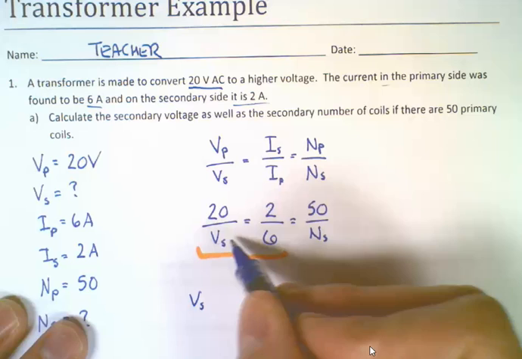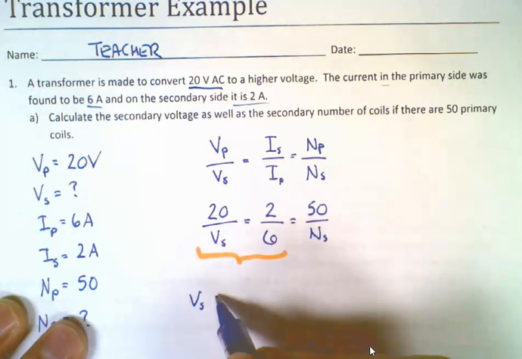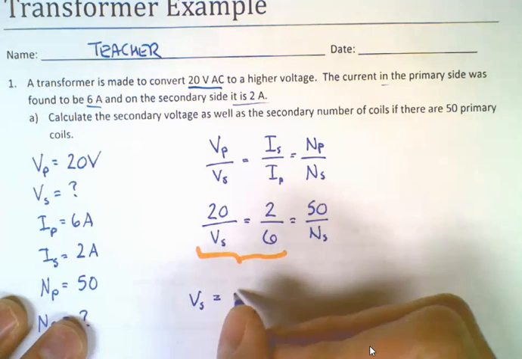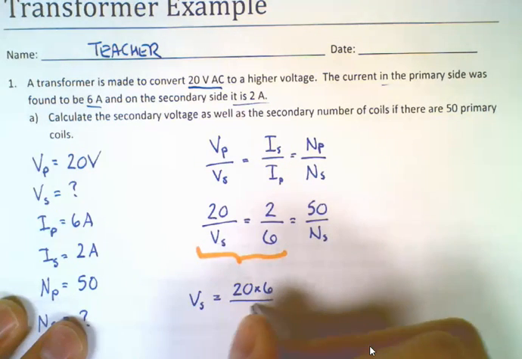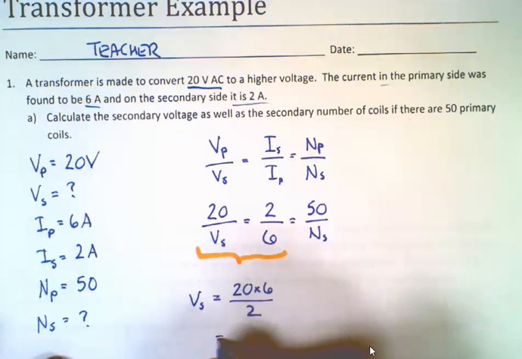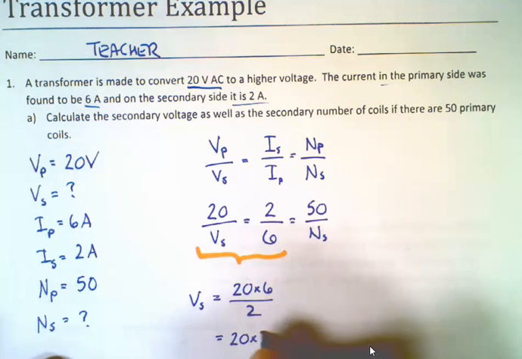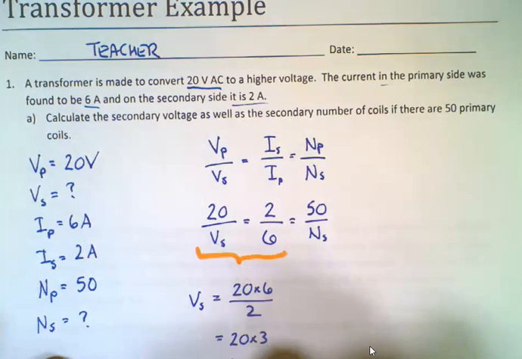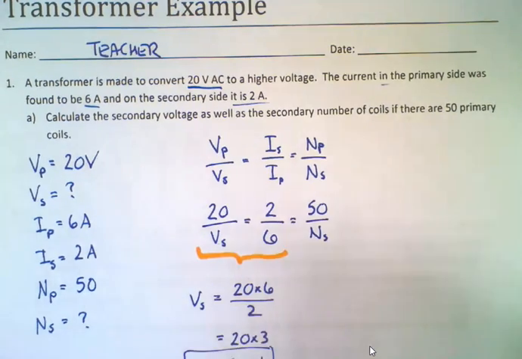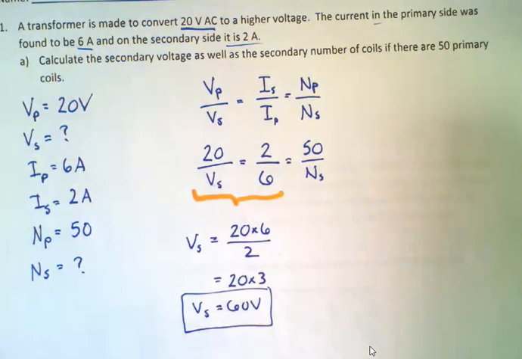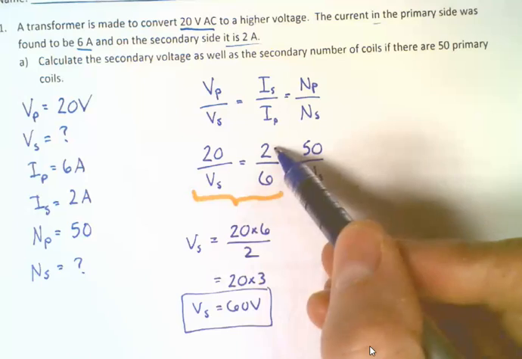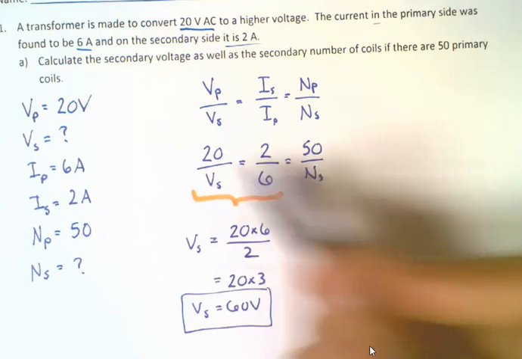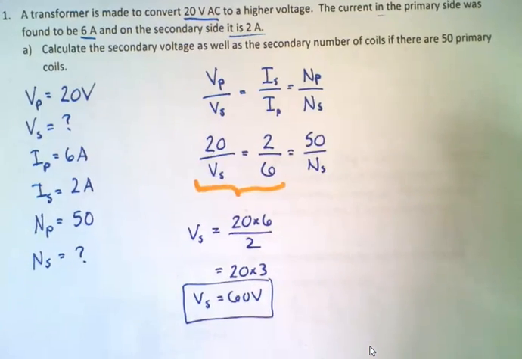Or we can cross multiply. If we isolate for VS, we are going to end up with 20 times 6 divided by 2, which is exactly what we said, 20 times 3, which is 60 volts. So you can think of it as a 1 to 3 ratio, or you can actually do cross multiplication to get the result. Again, the 2 comes down here, and then 20 times 6. So we can see that that's what we get.